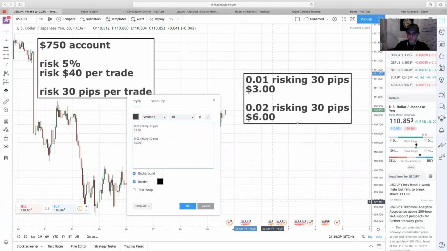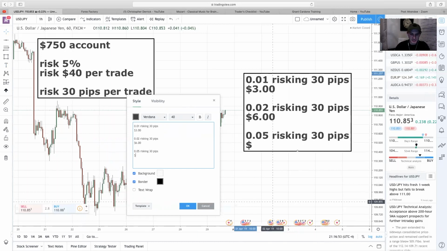$6. Okay, now we're going to skip a couple of lot sizes, now that we know these smaller lot sizes aren't getting us anywhere close to our $40 risk limit. So let's jump to a 0.05 lot size, risking 30 pips. If you did the math, that's coming out to about a $15 risk.